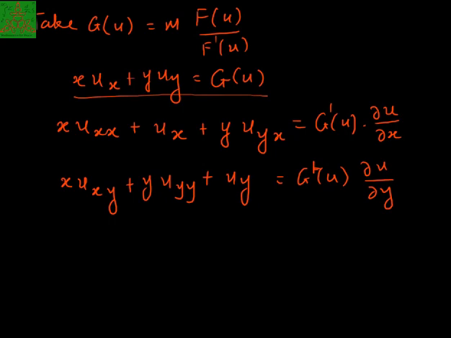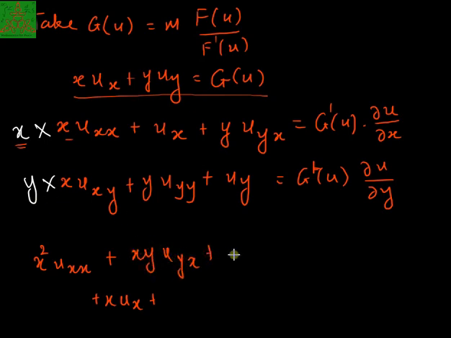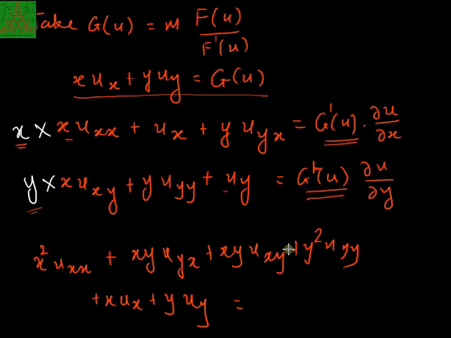Now if I multiply this equation by x and this equation by y, you just note what we will get. We will get x square uxx, because if I multiply x to here, this will become x square, this will become x ux, that we will write in the next line, plus this is nothing but the xy uyx, plus on this side it is xy uxy plus y square uyy, and if you multiply y to here, this is y uy equal to, on this side, g dash of u common out, so this is g dash of u into x ux plus y uy.